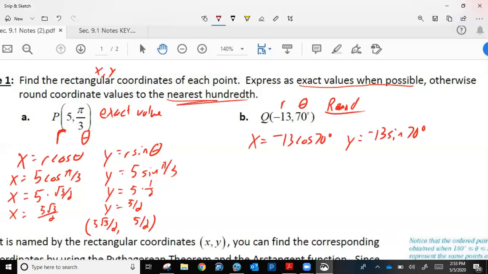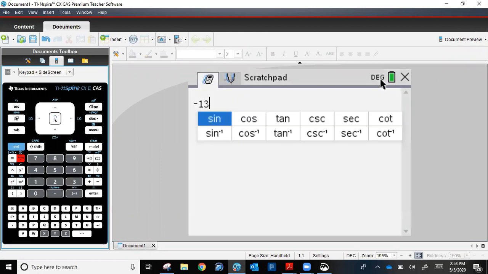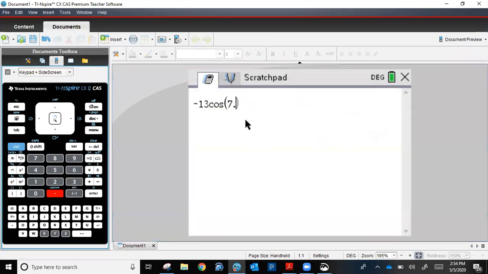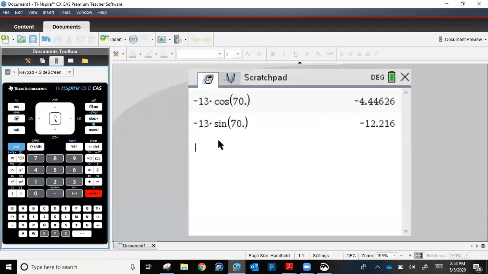But I need to get a calculator out for this. Make sure your calculator is in degree mode. I'm going to change that to degrees. And we're going to say negative 13 cosine of 70 gives us about negative 4.45, and negative 13 times the sine of 70 is roughly negative 12.22. Negative 4.45 and negative 12.22, I believe. Yes.